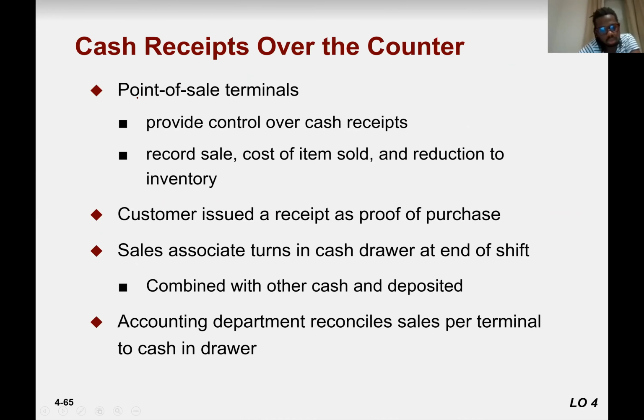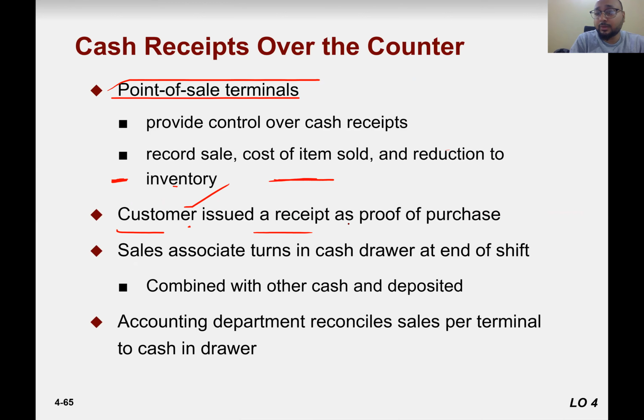So take a point of sale, like when you go to Tesco, you see the tray opens, the tray closes. So how do you establish control there? Once you scan the barcode, the inventory from the stock decreases and the cash is added on the point of sale side. See? So the point of sale records sales, cost of goods sold, and inventory reduction. And remember, the customer must be issued a receipt. Whether you go to Tesco and buy something, they issue a receipt.